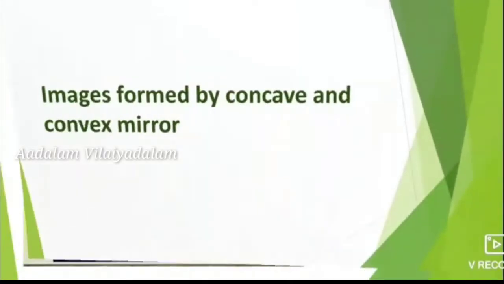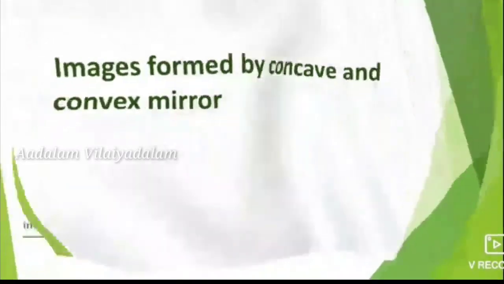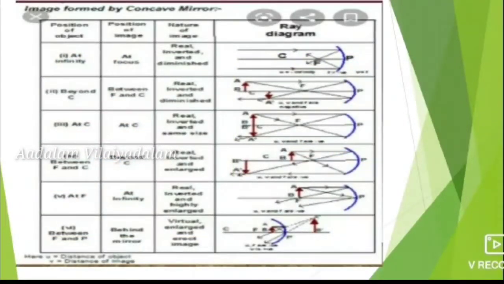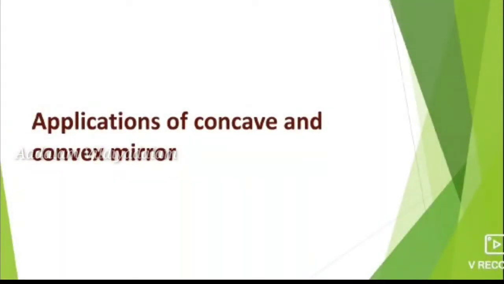In the previous class, I explained how images are formed by concave and convex mirrors. In a convex mirror, we get images at two different positions, and in a concave mirror, at six different positions. We already learned about the size and nature of the image and the applications of concave and convex mirrors also.